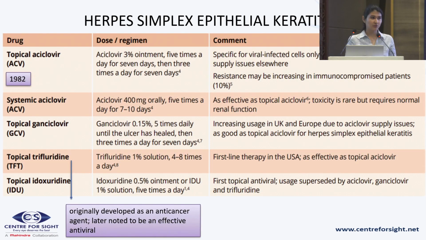Therefore, gradually over a period of time, multiple drugs, especially acyclovir, were developed in the year 1982. The multiple regimens available are topical and oral antivirals, which I will explain. First topical antiviral was acyclovir, available as 3% ointment given 5 times a day for 7 days, then 3 times a day for the next 7 days. Specific for viral infected cells only.